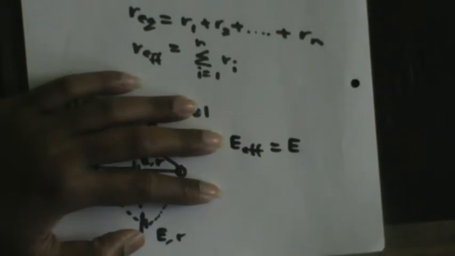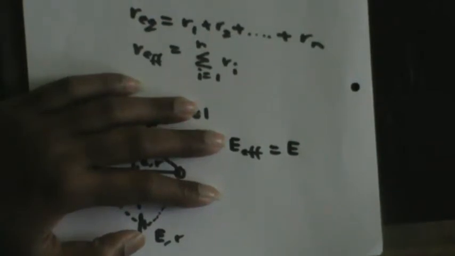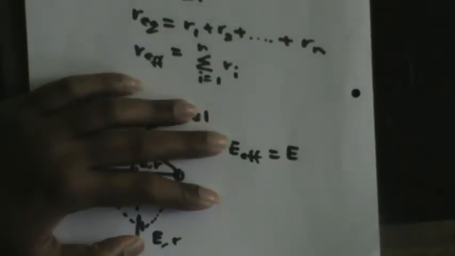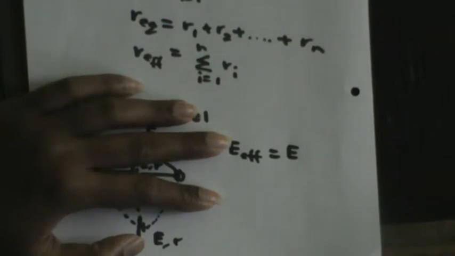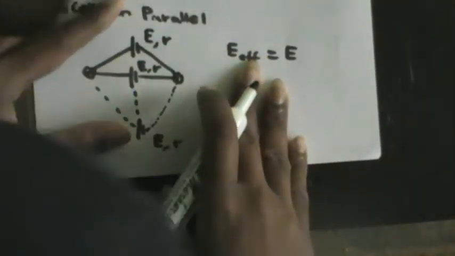Because, as in the case of the total resistance, or the effective resistance, of a series of resistors in parallel, the total voltage is the same for all these cells. So the total effective voltage, or the total effective electromotive force, will also be equal to the value of each of these individual cells.